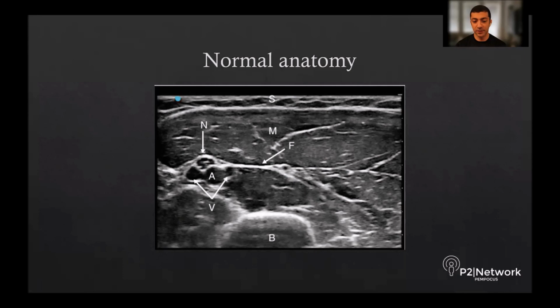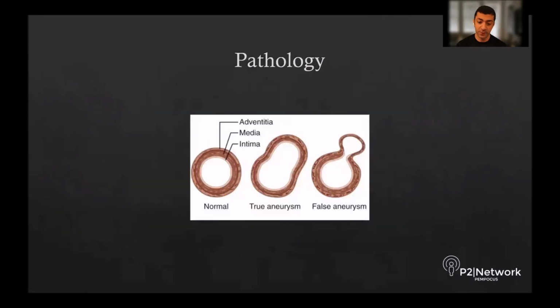Now we're going to review the pathology in pseudoaneurysm. The walls of blood vessels normally are made of intima, media, and adventitia. Now, if there is an aneurysm or a swelling of part of the wall, and the wall of that swelling is made of the same layers, the intima, media, and adventitia, that's a true aneurysm. However, if it's made of a fibrous capsule, this is a false aneurysm, or pseudoaneurysm.